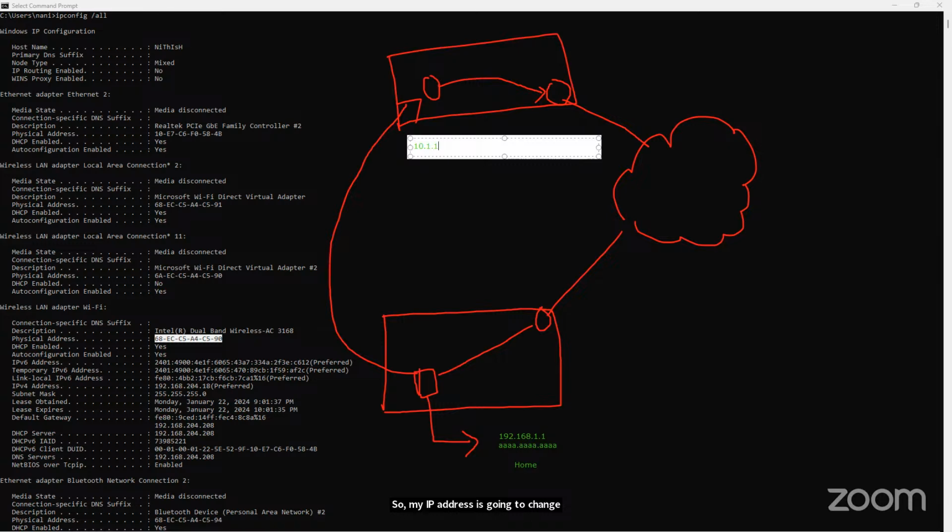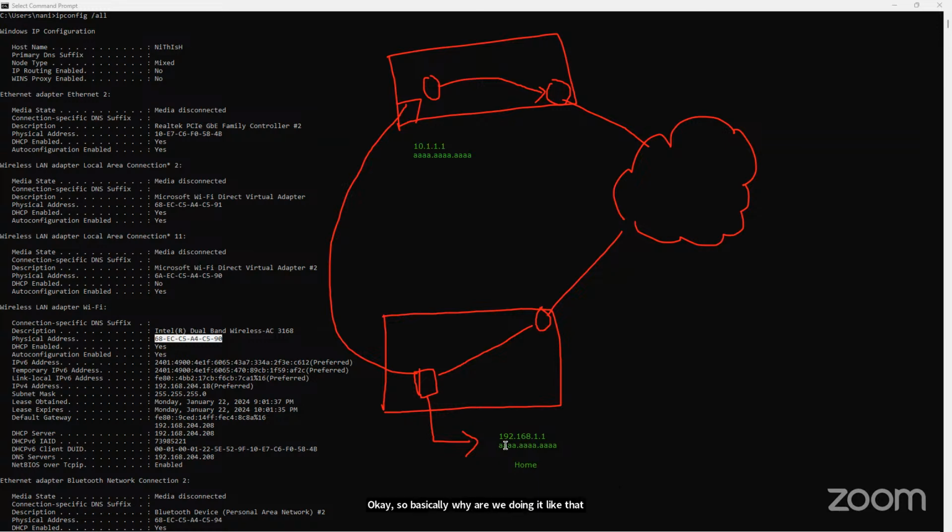You can ask me how it is changed. That's a different thing which we can discuss in a later session, but it is going to change. But my MAC address is not going to change. It is going to remain the same. This is the reason why we call the IP address a logical address and the MAC address a permanent address.